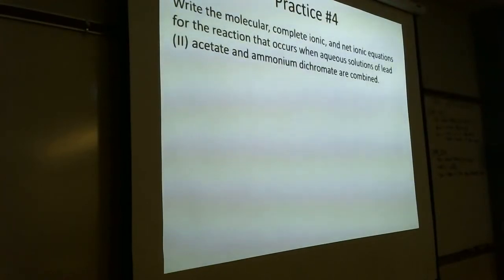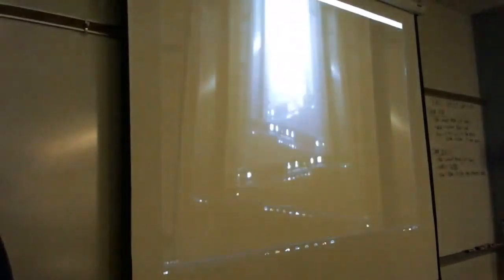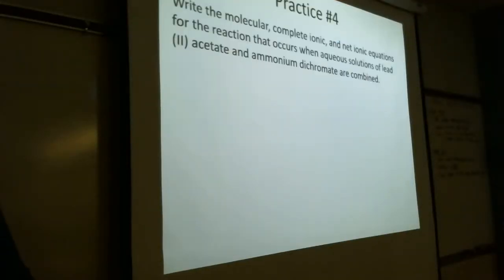Write the molecular, complete ionic, and net ionic equations for the reaction that occurs when aqueous solutions of lead(II) acetate and ammonium dichromate are combined. Lead(II) acetate and ammonium dichromate. Let's see what we have here. We are going to get a precipitate.